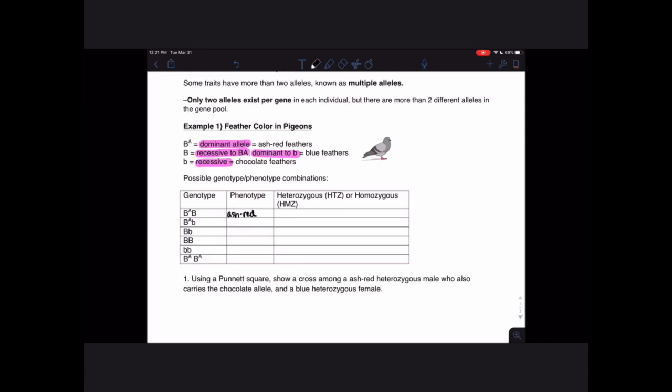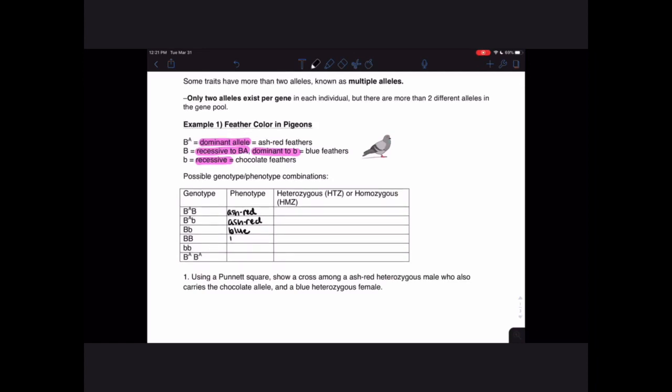So below it asks us to list the different phenotypes of each genotype given, and so we can see, BAB would be ash red because BA is dominant over B. And then BA lowercase b would also be ash red because BA is dominant over lowercase b. And so on and so forth. Lowercase b is chocolate because that is homozygous recessive. And then BA is homozygous dominant for ash red.